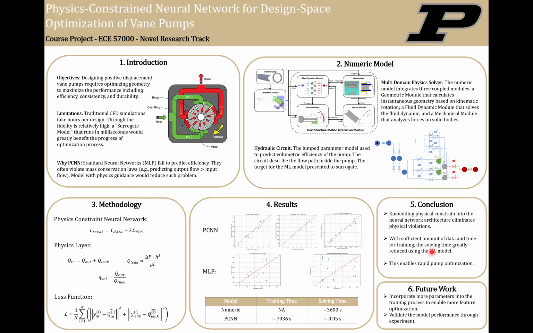So to conclude, this embedded physical constraint in the neural network architecture eliminates the physics violation, like unreasonable mass flow rate, but also with a sufficient amount of data, it trained this model well, which can enable rapid pump design for the geometry. Some future work would be, of course, incorporating more parameters so they can enable more feature optimization and also validate them, but that will be a next step. Right, so that is all for my presentation, and I will take any questions.